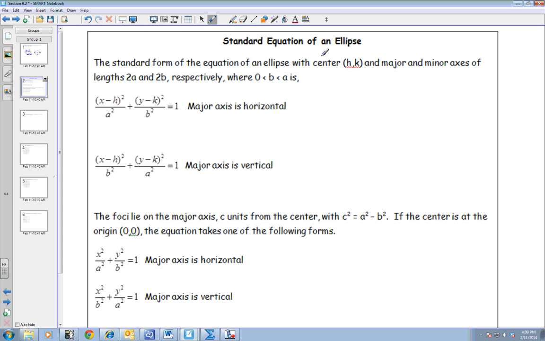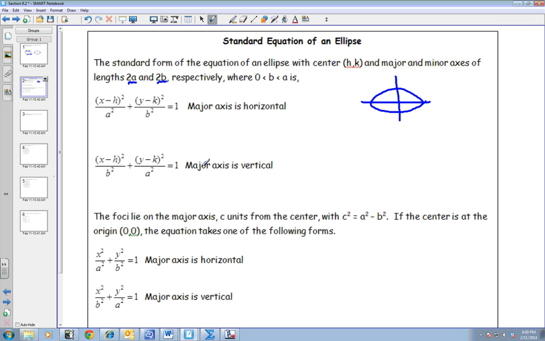The standard form of the equation of an ellipse with center (h, k) and major and minor axes of lengths 2a and 2b: our major axis will be 2a and our minor axis will be 2b. In the equation of an ellipse, my a number on the bottom is always my largest number. So when the major axis is horizontal, that means my ellipse is longest on the horizontal axis. Here's the equation, and my center of that ellipse will always be (h, k).